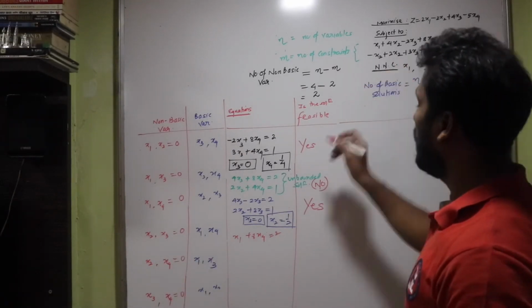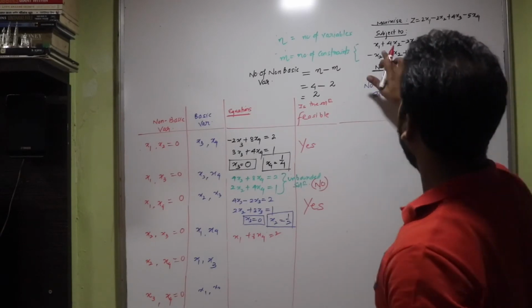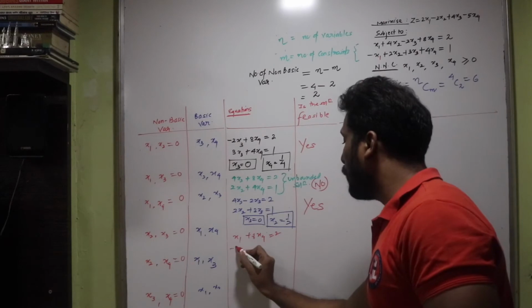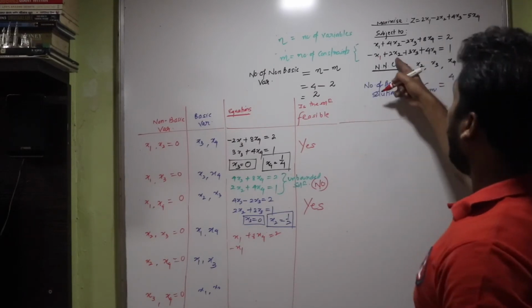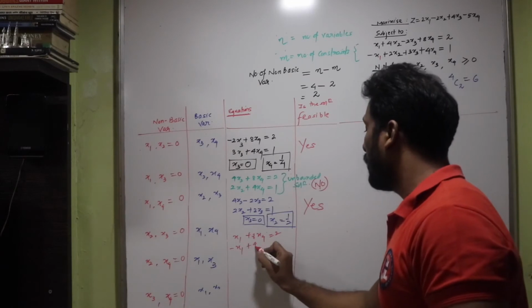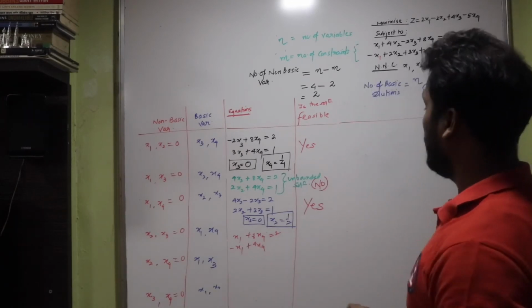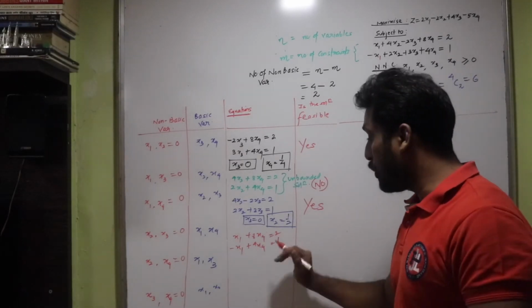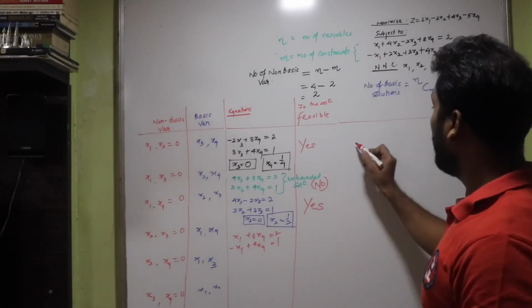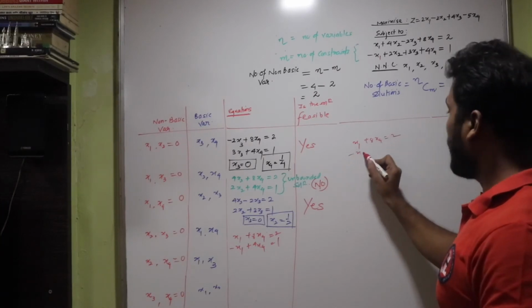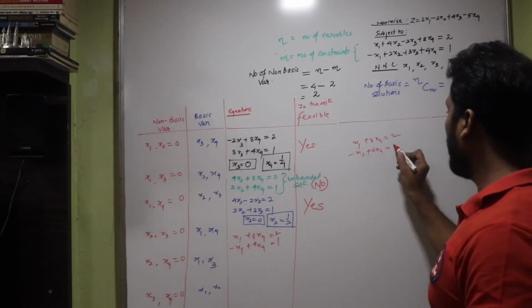The next one: minus x1, with x2 and x3 taken as 0, plus 4x4 is equal to 1. So that's my next set of equations. Let's solve these two equations simultaneously. So I have x1 plus 8x4 is equal to 2, and minus x1 plus 4x4 is equal to 1.